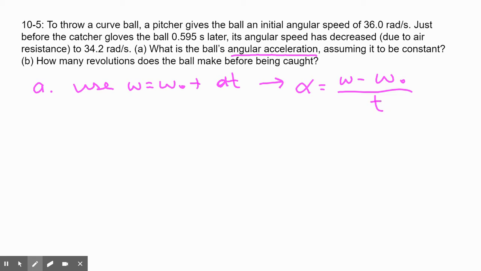Okay. Now, why did I choose this one? Well, I looked at the information I was given in the problem, and I have an initial angular speed, I have a time, and I have the angular speed afterwards. So I have all of the variables I need to just plug in and solve for acceleration. So this part's going to be very simple. Let's plug everything in.